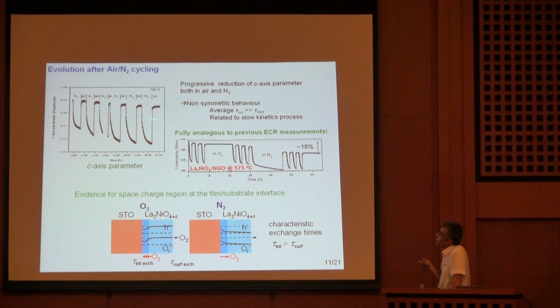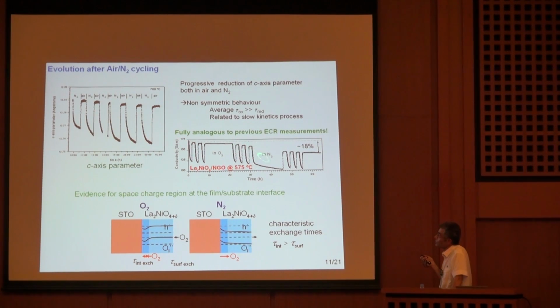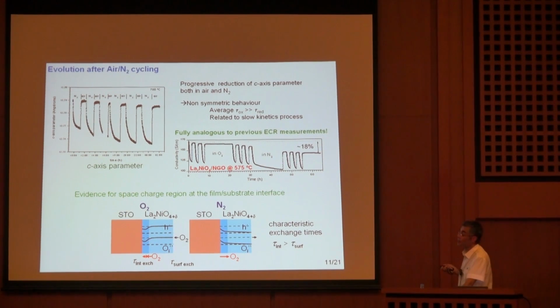And we performed very analogous experiments by conductivity relaxation, and we observe exactly the same thing. The conductivity after several cycles between nitrogen and oxygen, in nitrogen, was reducing all the time, and it was not recovered. In this case, we thought it was a kind of degradation of the film, probably generating another phase, but the fact that we are measuring the same reflections by X-ray diffraction indicates that it's still the same phase of the material.